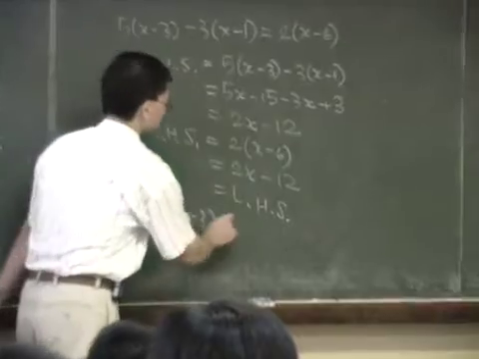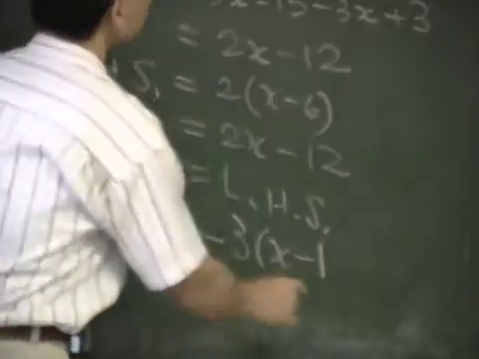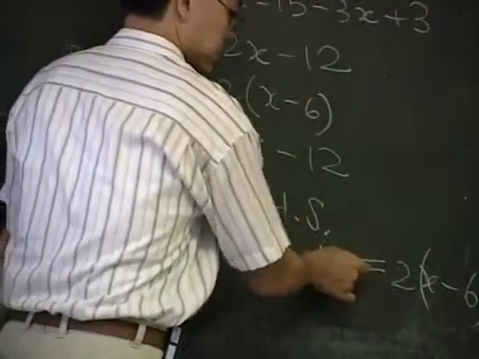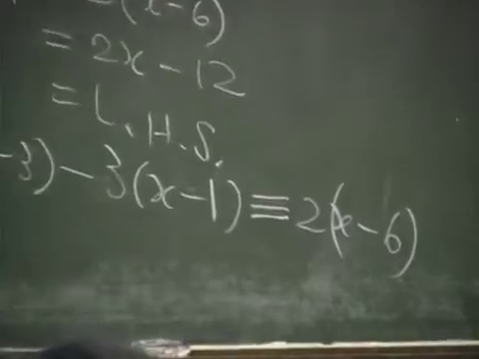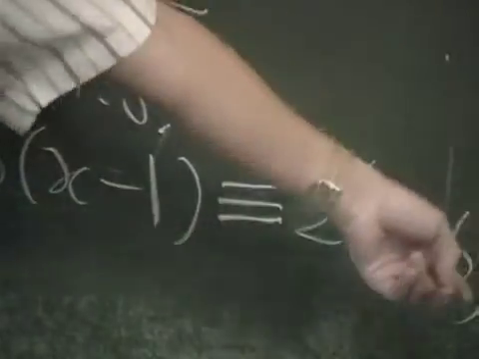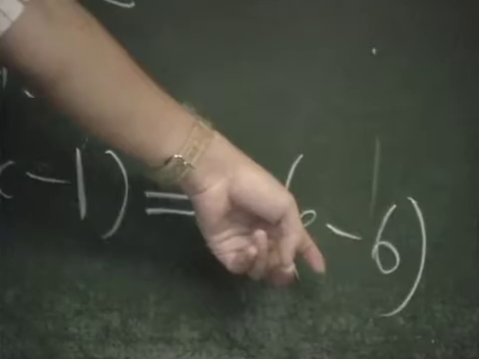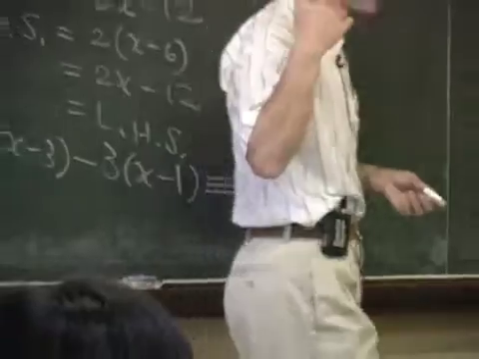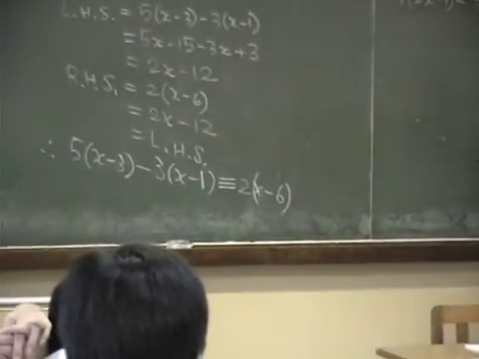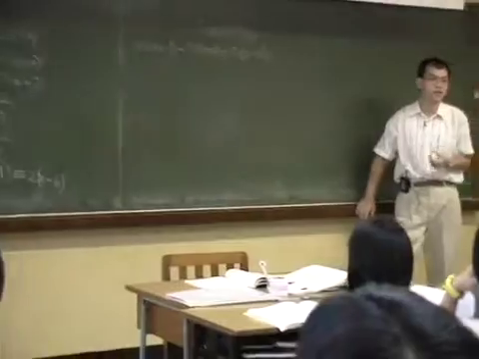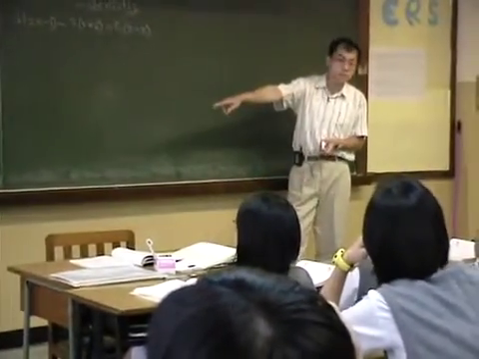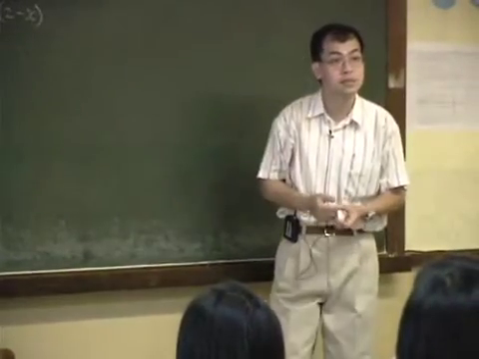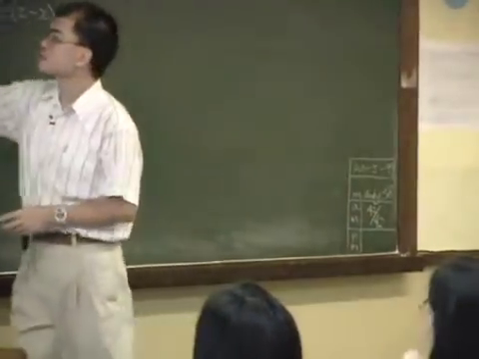5x minus 3 minus 3, x minus 1, 2x minus 6, bracket, with this symbol, is identical to the right-hand side. Or you can write it in written form: it is an identity. But of course, it is not so clear to just write down that it is. Therefore, I think this is better, with the symbol. Very nice. Okay, how about the second one?